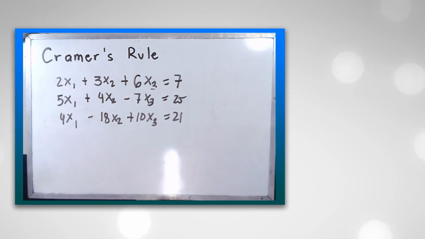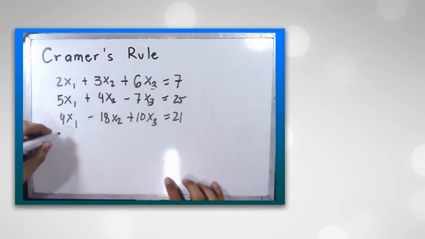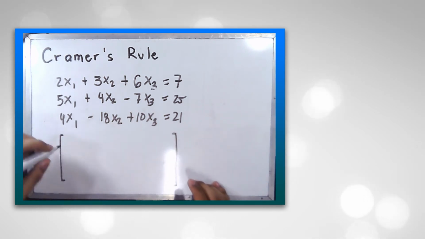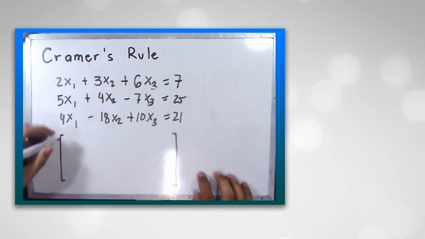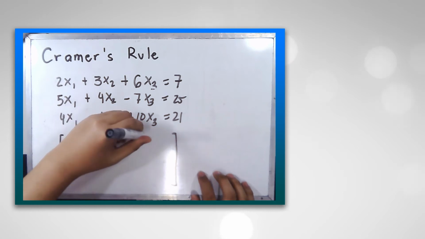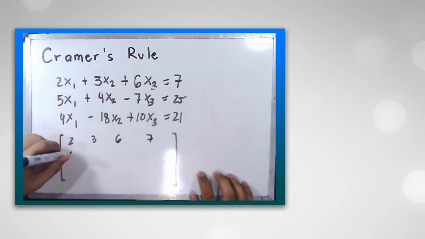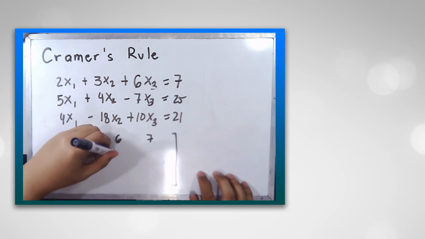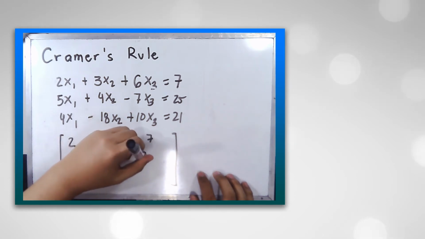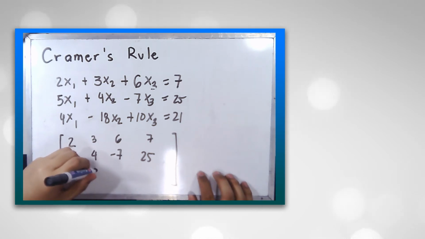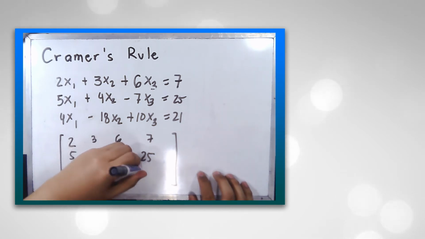Our first step is to convert this into a matrix. Therefore, we will be having a 3 by 4 matrix. 2, 3, 6, 7, 5, 4, copy the signs, -7, 25, 4, -18, 10, 21.